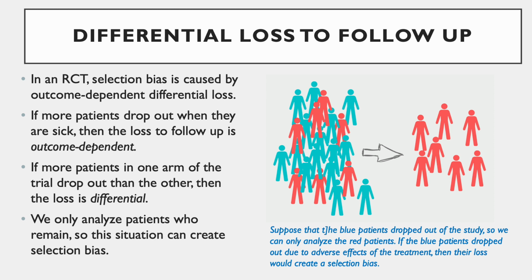And because we can only analyze patients in a clinical trial who don't drop out, when a trial has both outcome-dependent and differential loss to follow-up, this means that we're only analyzing patients in a pattern that's based on both their treatment and their outcome. Therefore, it causes selection bias.